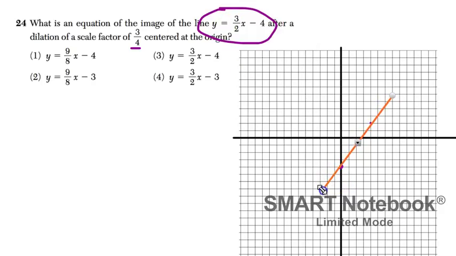Is that where you're going to put something in? Yeah, so I'm just drawing this line. There we go.